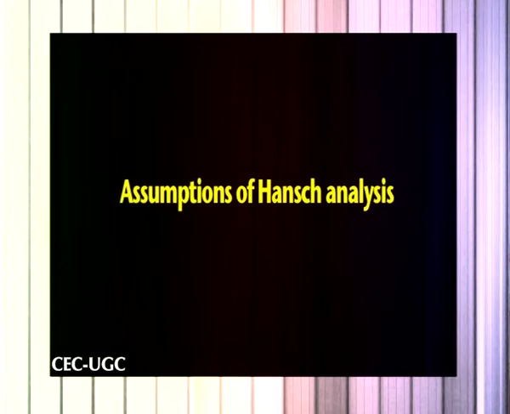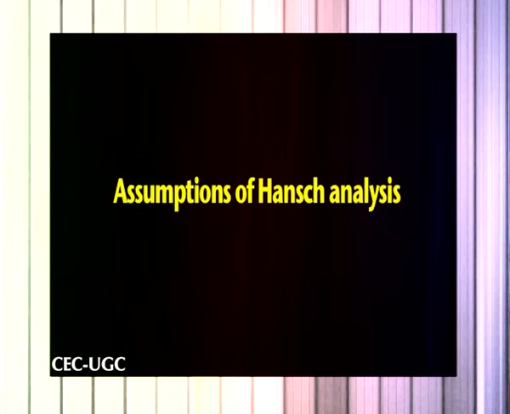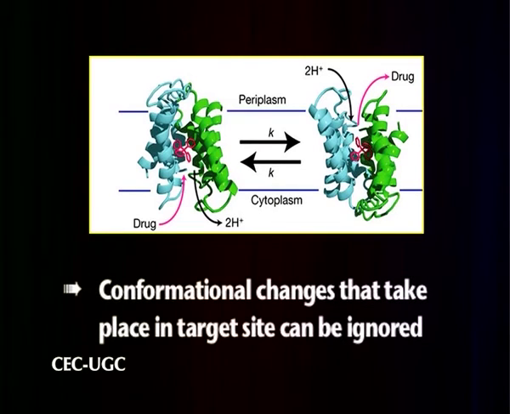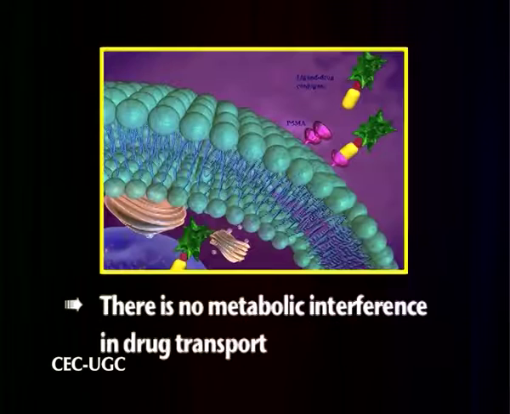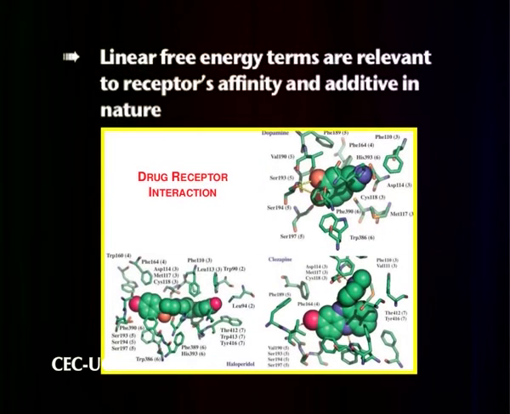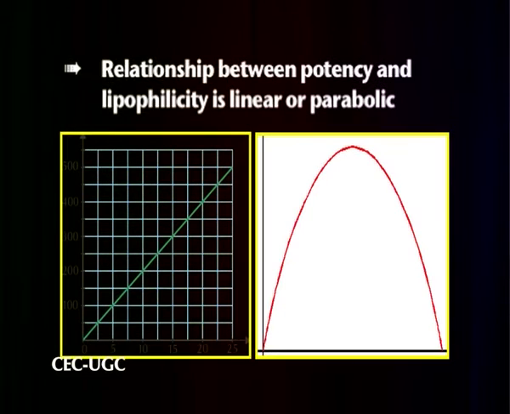Assumptions of Hansch analysis are as follows. Conformational changes that take place in the target site can be ignored. There is no metabolic interference in drug transport. Linear free energy terms are relevant to receptor affinity and additive in nature. The relationship between potency and lipophilicity is linear or parabolic.